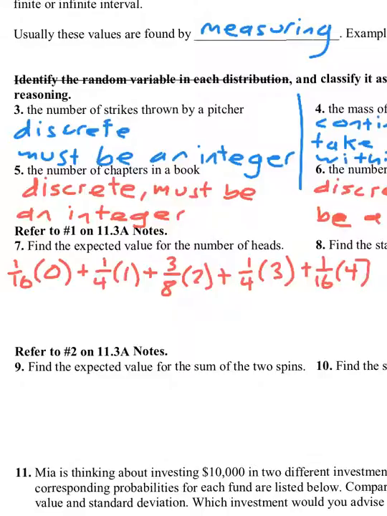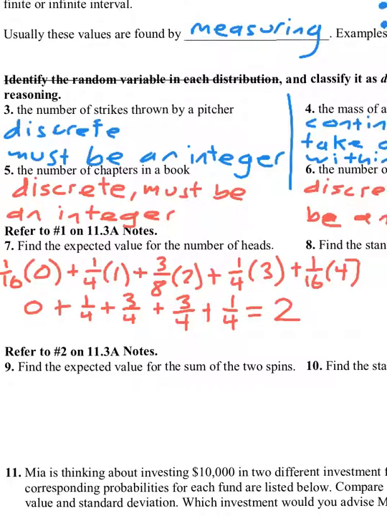So if you add all these values up, you get 0 plus 1/4 plus 6/8, which is 3/4, plus another 3/4, plus 4/16, which is 1/4. So 1/4 plus 3/4 is 1, plus another 3/4, and another quarter makes another 1, so the total is 2. So if you flip a coin 4 times, the expected number of heads, or the average number of heads you would get, is 2.